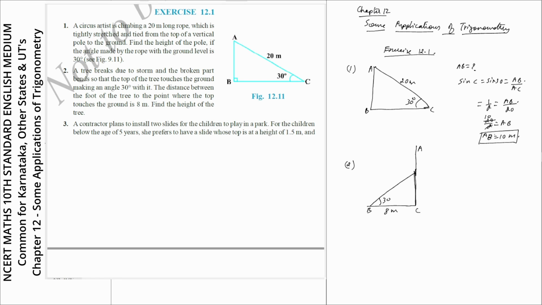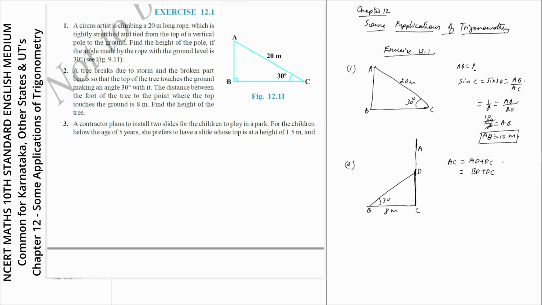Now I should find the height of the tree. I'll take this point as D. So the height of tree is AC, and AD is equal to BD, as the tree fell. So I should find the height of tree. Height of tree is AC. AC is also equal to AD plus DC. AD is also equal to BD. BD plus DC gives the height of the tree.